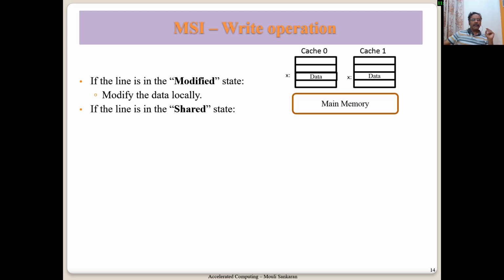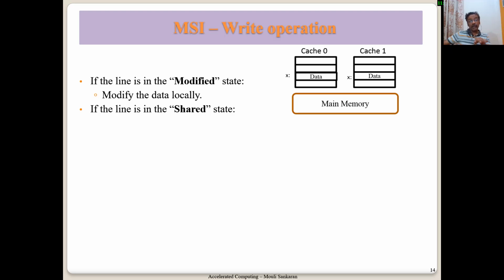Now, if the line is in shared state, what does that mean? It could be that this block is only in this cache, or maybe it is there in other cores' caches also. But you are now asking for a write operation. That means you have to change it to modified state, because you are going to modify it. Main memory is in sync with the data, but this CPU wants to write into the cache block which is in the shared state. Then you should change it to modified state.